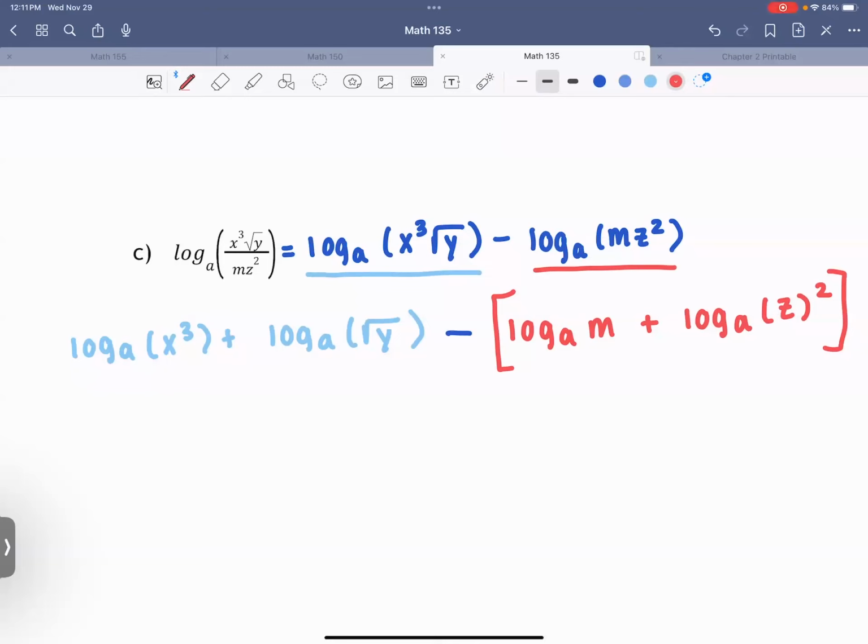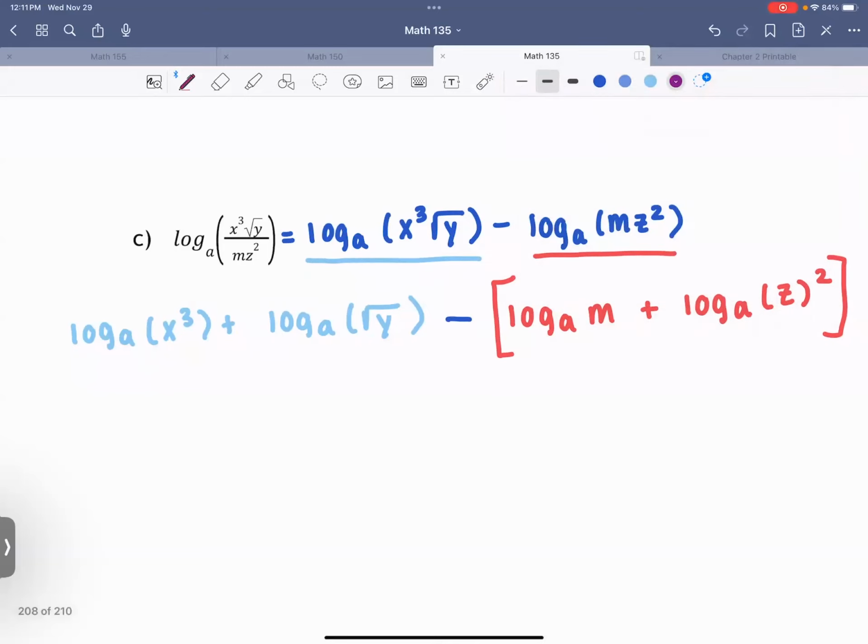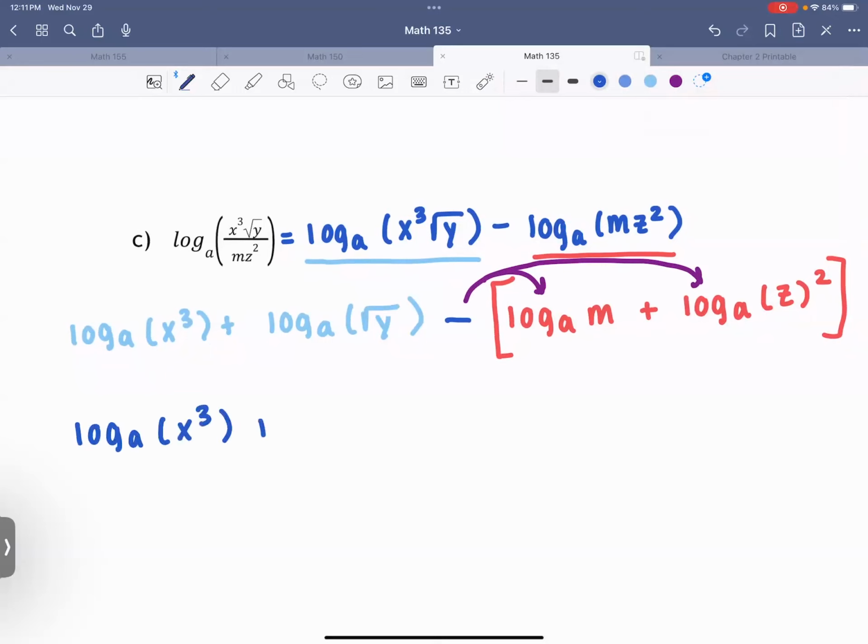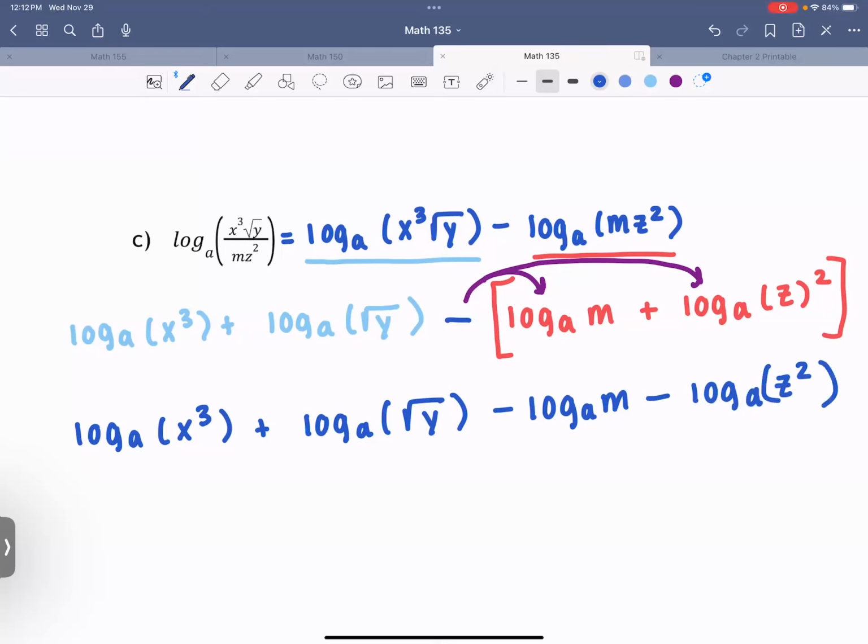Distribute the negative. That's a good one, right? So let me change my color here so we can see what's going on. I have a minus sign, so I can bring it here. I can bring it there. And what we're left with is everything stays the same: log a of x cubed plus log a of square root of y minus log a of m minus log a of z squared. Okay, so I just distributed the negative. What else can I do?